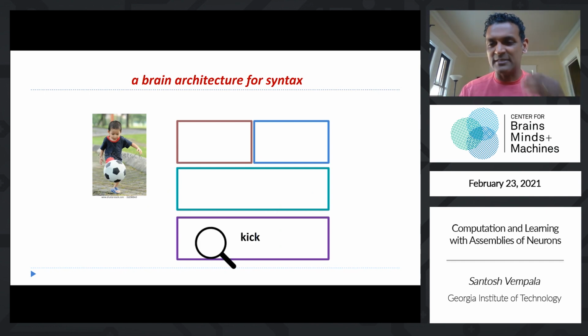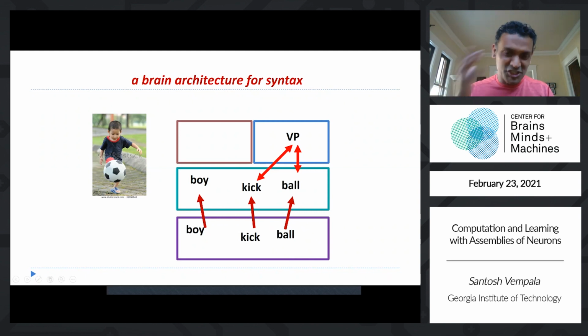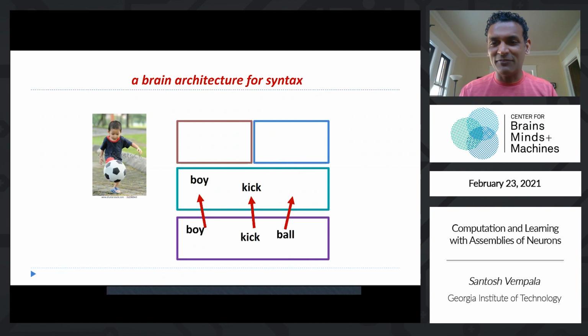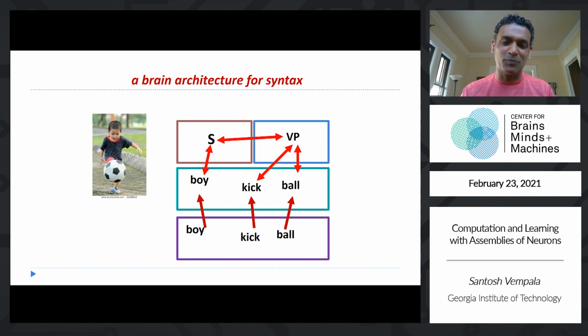You see something or you get a stimulus and you look for the corresponding assembly, so kick, and it projects to this area that's going to try to make sense of the world. And you see boy, and that projects another one, boy, great. And maybe you see ball, and these are existing assemblies that are activated. Now, kick and ball together form this verb phrase. That's this merge that I mentioned but didn't talk about. And together they form a sentence. And the sentence now can go back and make sense of the whole thing. So assemblies can be hierarchical and could potentially do parsing.